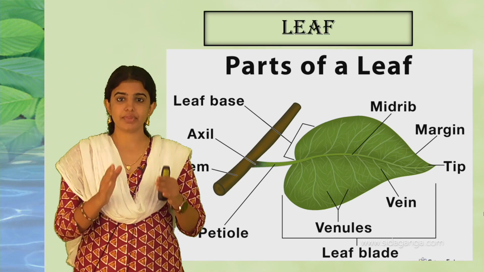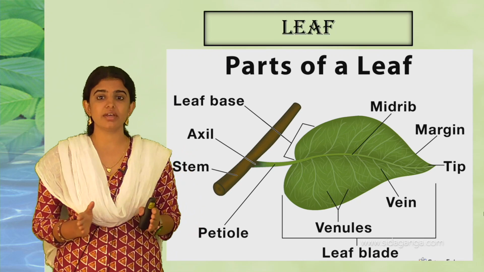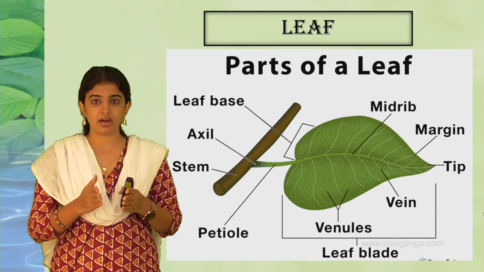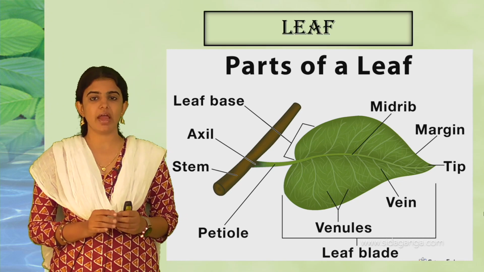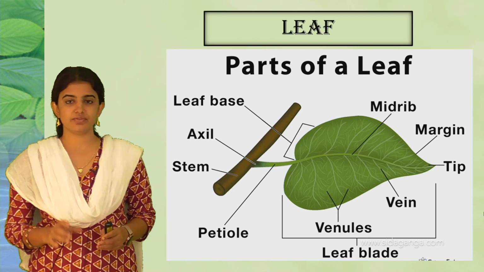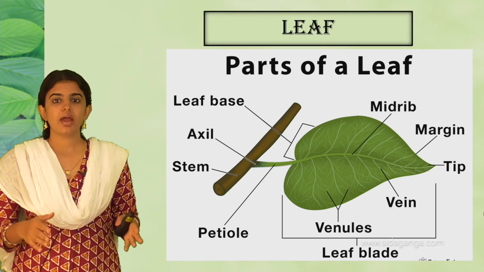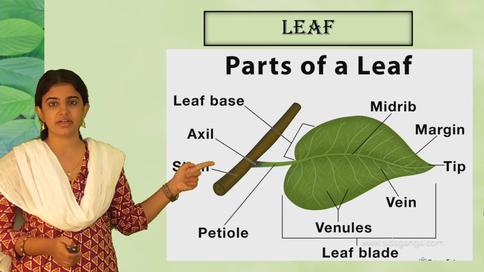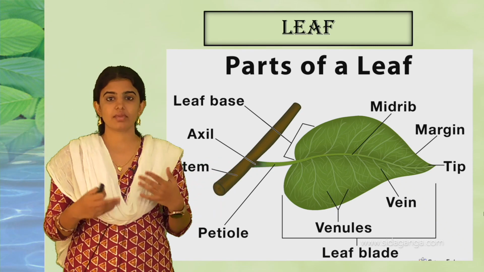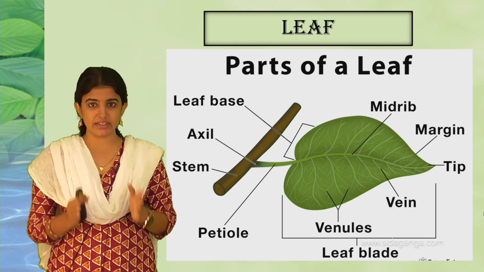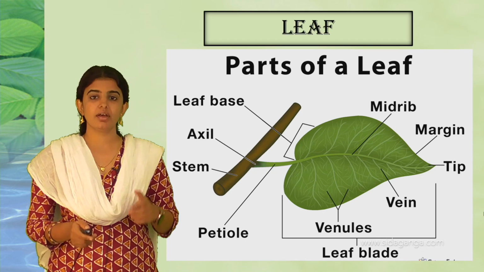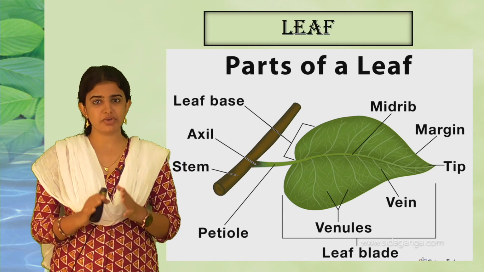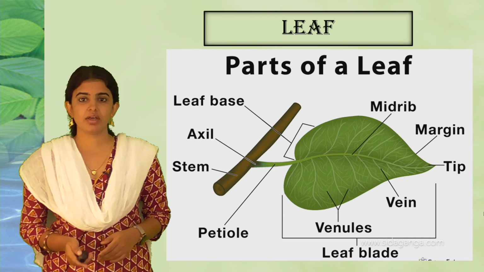And next are the veins. Veins are the small or thin lines attached to the midrib that circulate throughout the leaf. These are called veins. Next is the stalk of the leaf which is attached to the stem, called the petiole, and the broader part of the leaf is called the lamina. This is how the leaf can be divided into different parts.